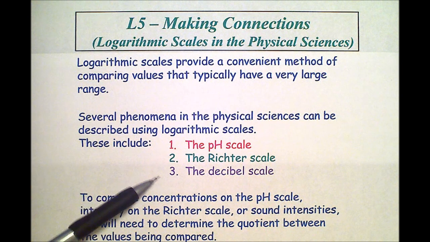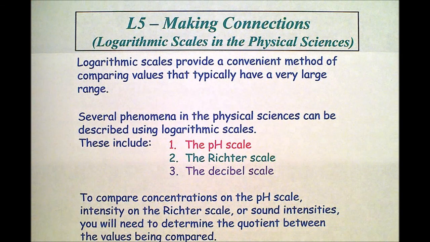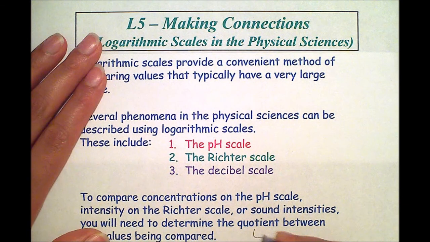Okay, so the pH scale looks at the concentration of the hydronium ion for different acidity levels. The Richter scale looks at how intense an earthquake might be, and the decibel scale looks at sound and intensity of noises. Okay, so to compare concentrations on the pH scale, the intensity on the Richter scale, or sound intensities, you will need to determine the quotient between the values that are being compared. And so remember, quotient means that you are looking at division.